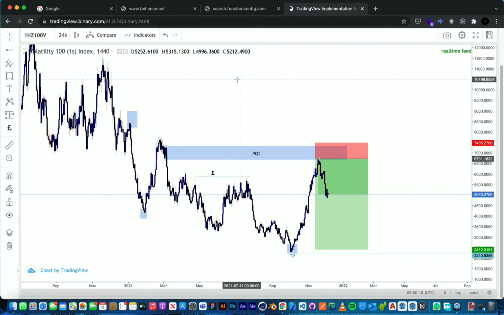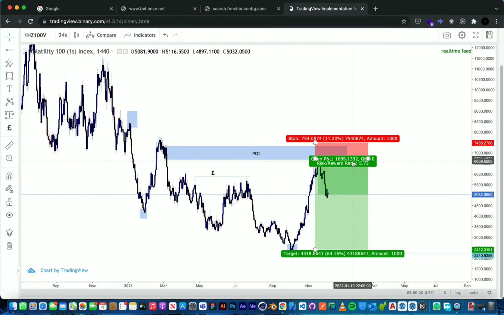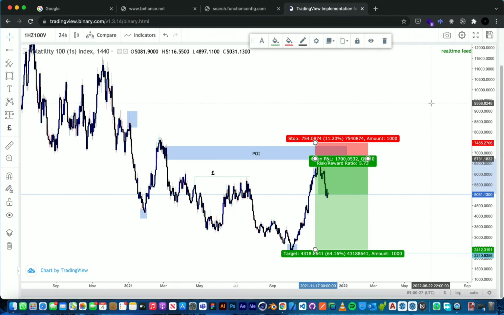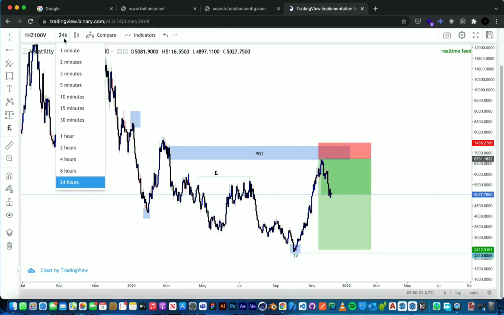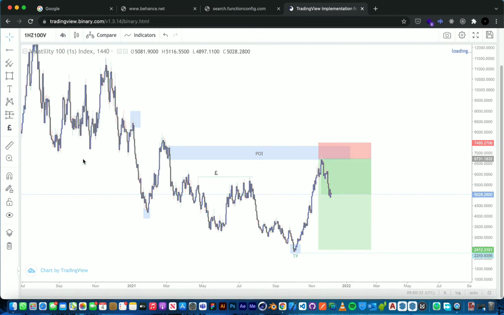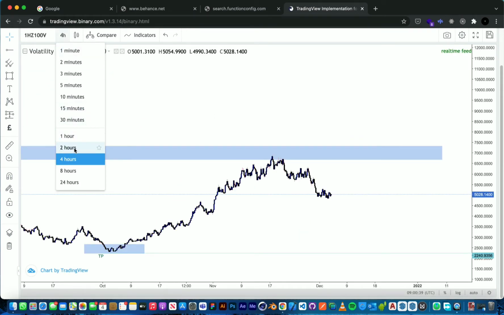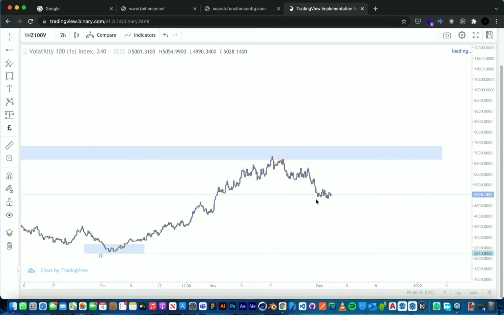After risking 30% on this trade, all I do is go into the lower time frame. We were on the daily time frame, so the lower time frame is like the H4. I go to the H4 or the H2 time frame. I look for reasons to sell.